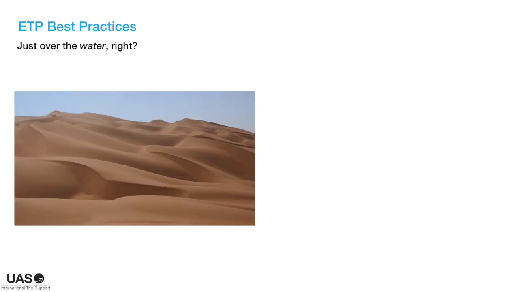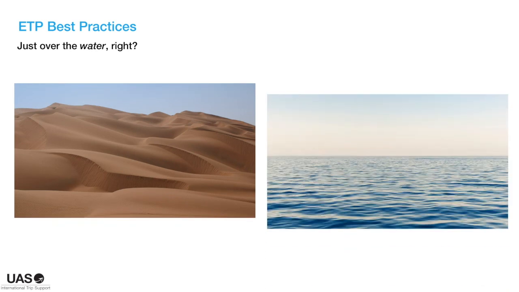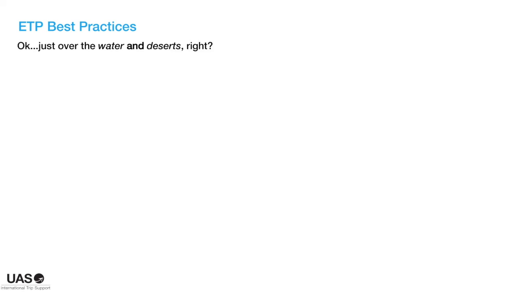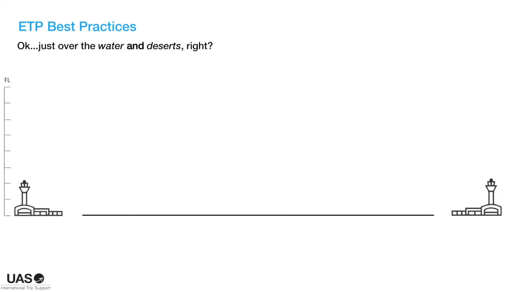Okay, so this applies just over the water, right? Well, if I take a look at this barren landscape, it doesn't look much different to me. Okay, just over water and deserts then, correct? Let's take a look at this simple example. Airport A to Airport B. Great weather, no problem, normal flight path. Until the unfortunate happens.